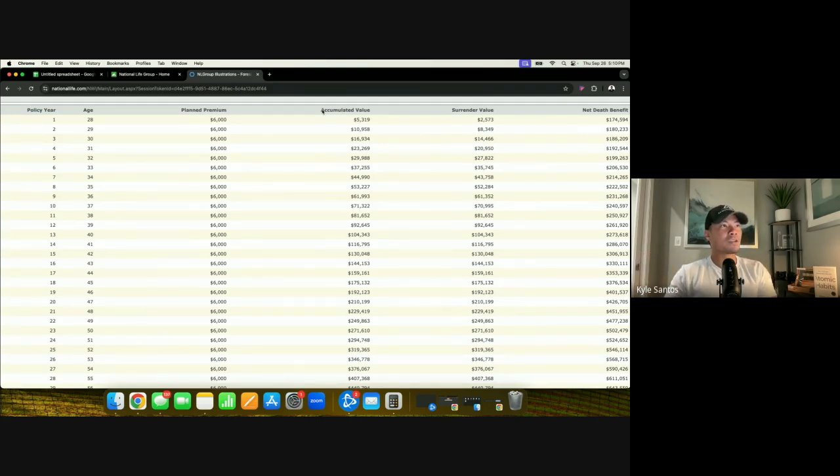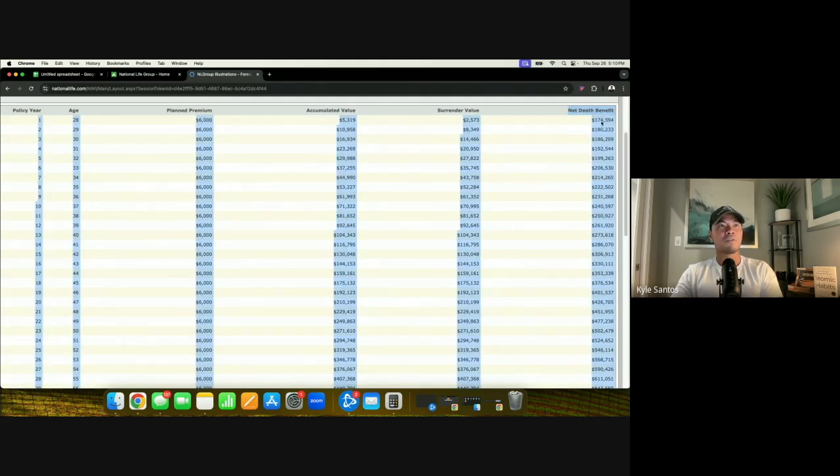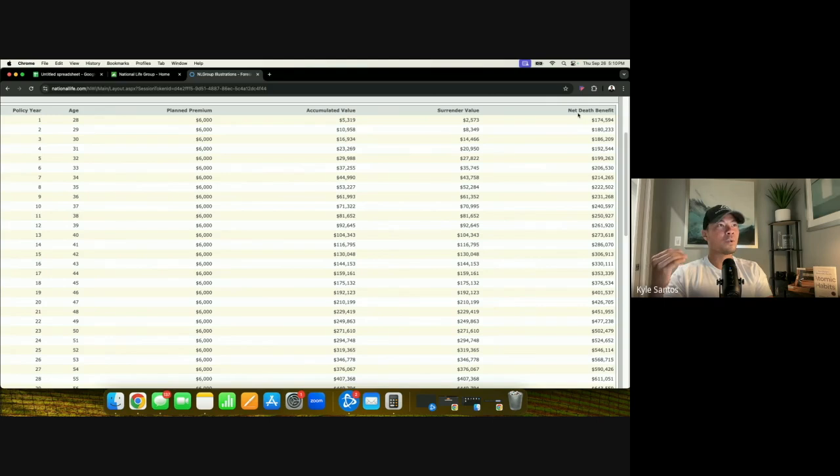Accumulated value. This column right here is showing you how much money you have in your account. Surrender value is how much money you have access to by the end of that year. And obviously on the far right, the death benefit. If you were to pass away, your beneficiary, whether that's your spouse, children, your trust fund, whoever or whatever it is, will receive this much money tax free.